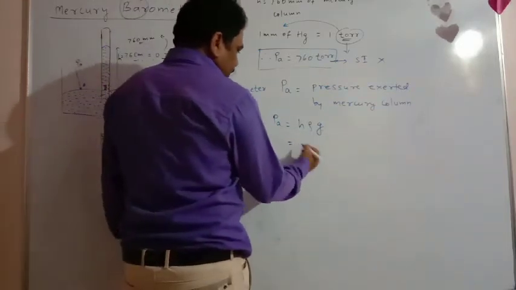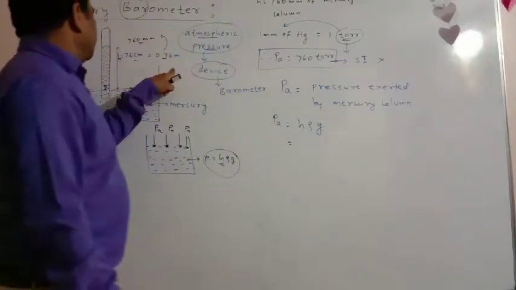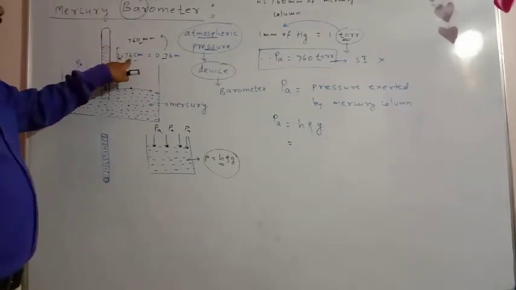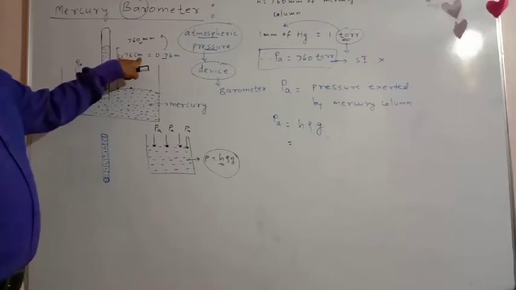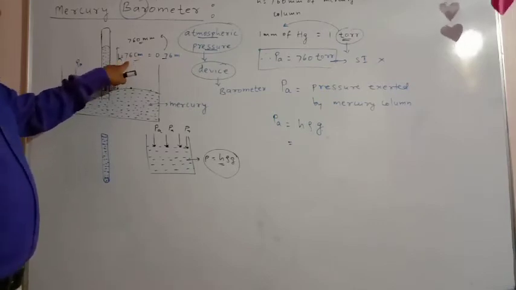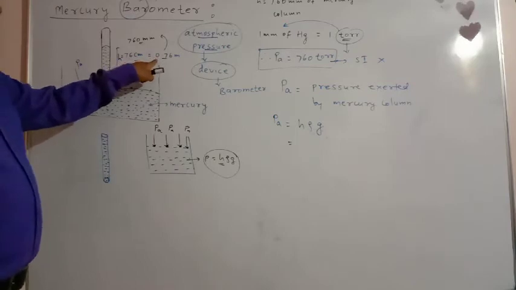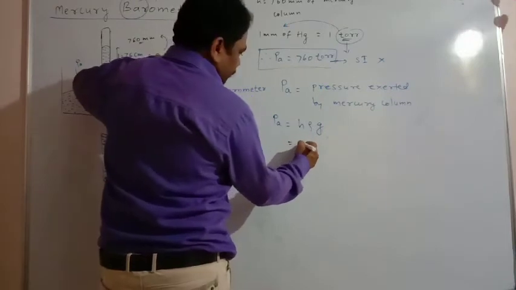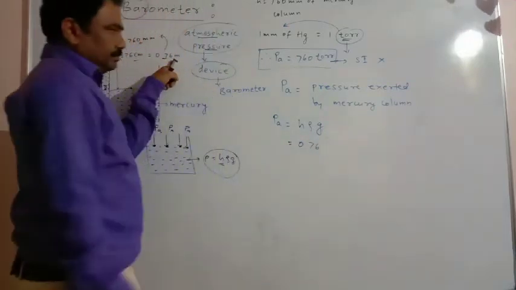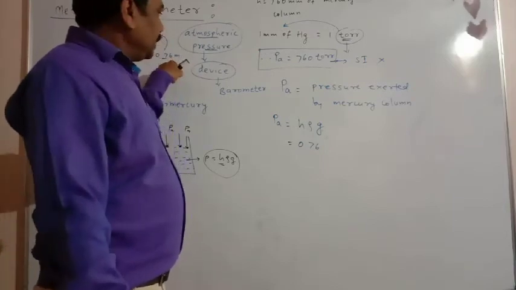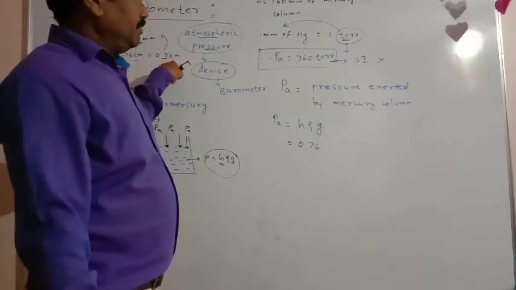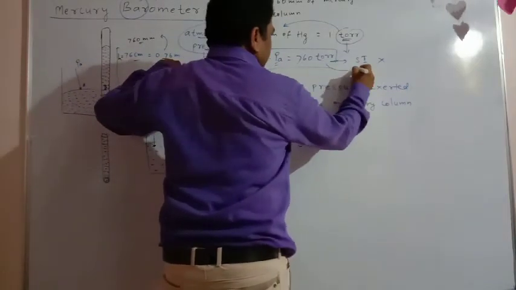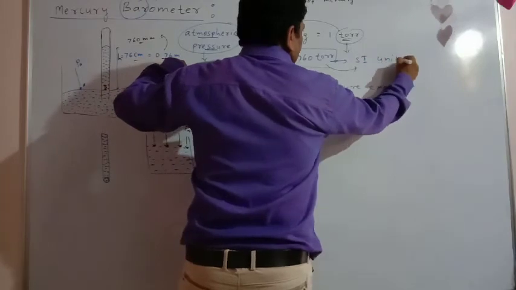For height, we can take height in meters, because the height from this point to that point must be 76 centimeter. How can we convert 76 centimeter? 76 centimeter can be written as 0.76 meter. So instead of height we can write 0.76 meter. Why are we taking meters? Because meter is an SI unit and we are converting this atmospheric pressure, 760 torr, into SI units.